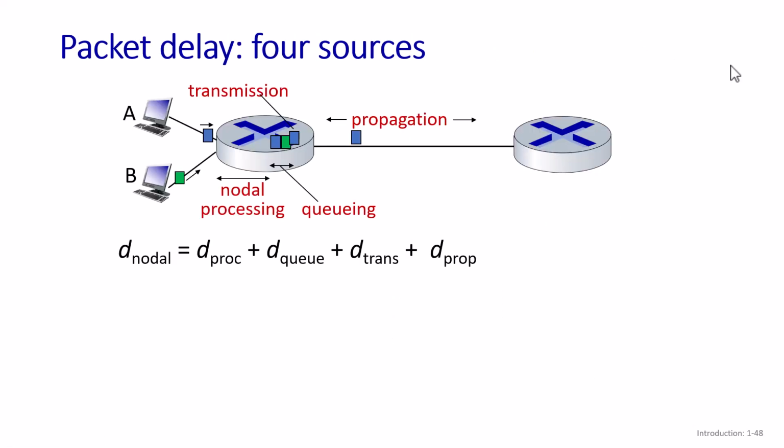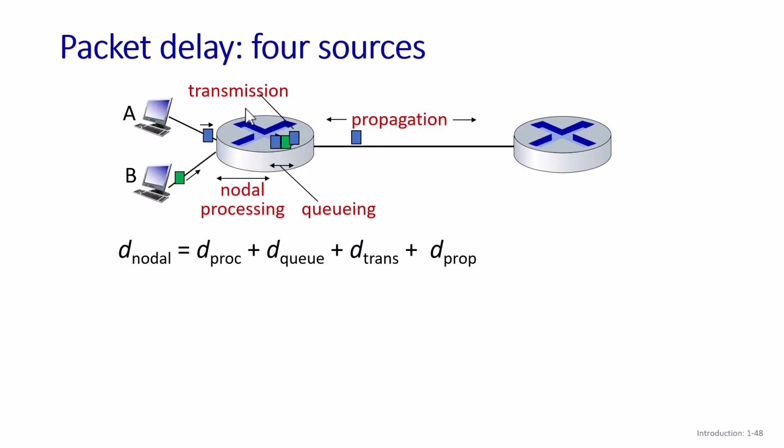We have four sources of delay causing the overall packet delay. Now, this is our network structure, and we have two hosts, A and B. These are connected to one router, and this router is connected to another router. These hosts are running networking applications, and these applications are sending messages. Of course, these hosts divide these messages into packets. The packet coming from A is colored blue, the packet coming from B is colored green, and these are queued at the router.